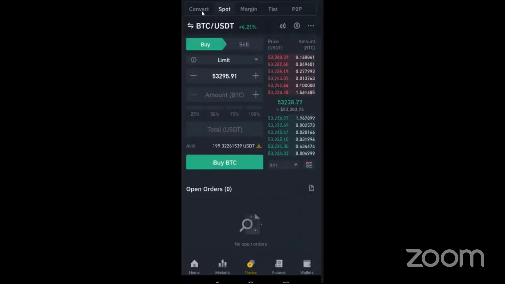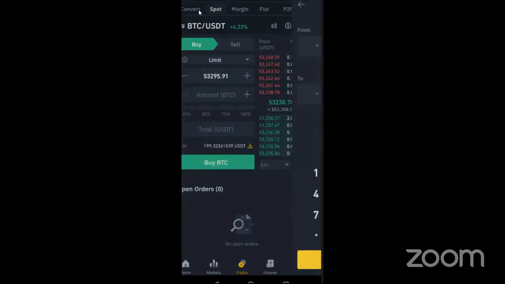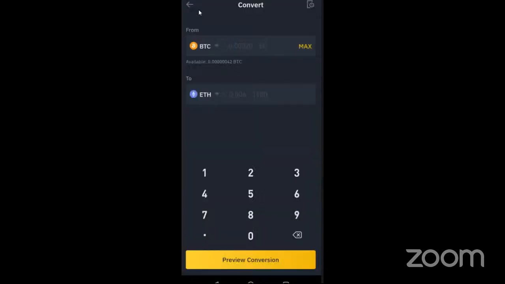So if, for instance, the price of Bitcoin or the price of Ethereum or any other coin whatsoever that you have invested in starts going down, you can then convert it back to USDT.